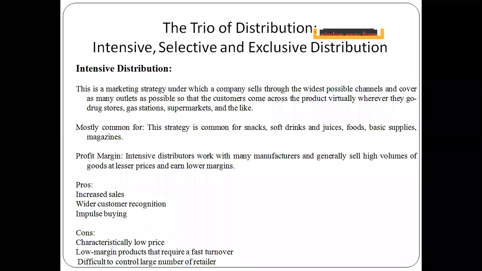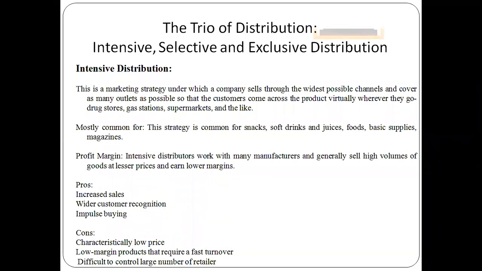Now the trio of distribution, that is, we have three types of distribution: intensive, selective, and exclusive distribution. So the first is intensive distribution. This is a market strategy under which a company sells through the widest possible channel and covers as many outlets as possible so that the customers come across the product virtually whenever they go through stores or any other stations.